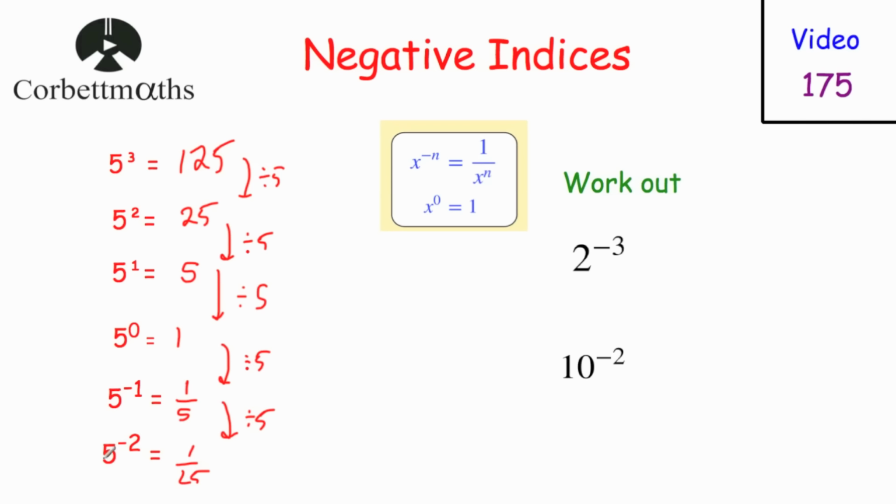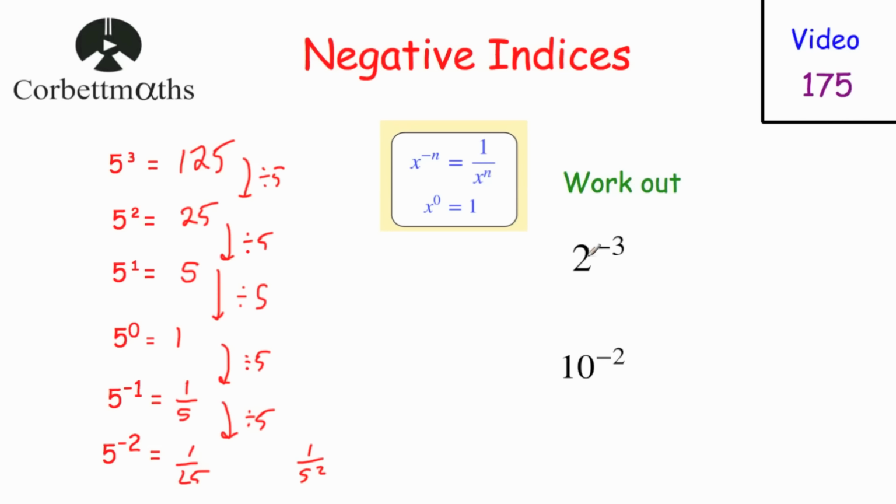Now what's actually quite useful to spot here is, because we've got 5 to the negative 2, that's the same as putting 1 over 5 squared. And 5 squared is 25. So that's our rule. If we have x to the power of negative n, that's the same as 1 over x to the n. So you can just put 1 over and then just use the positive power.